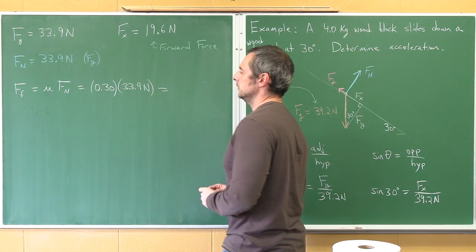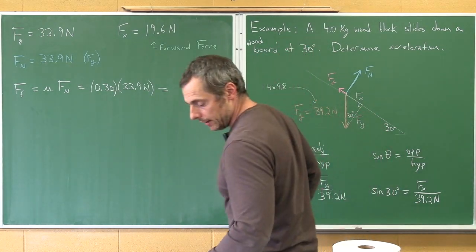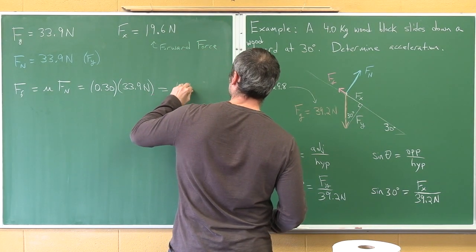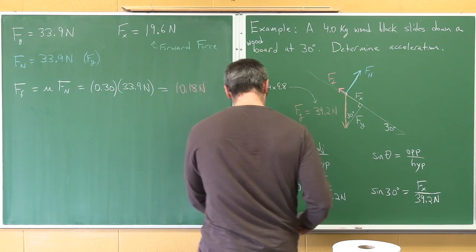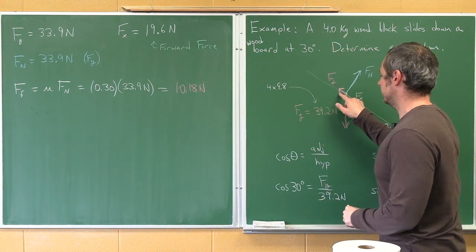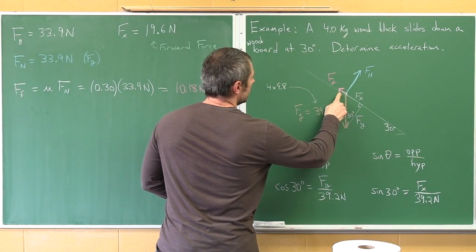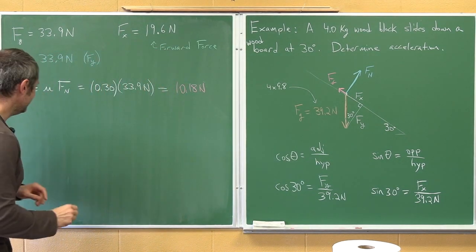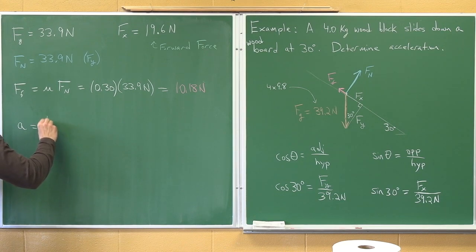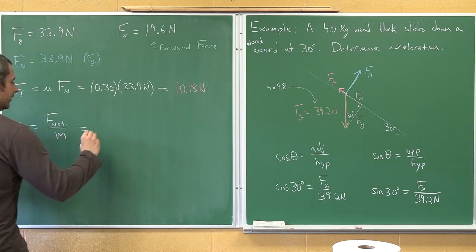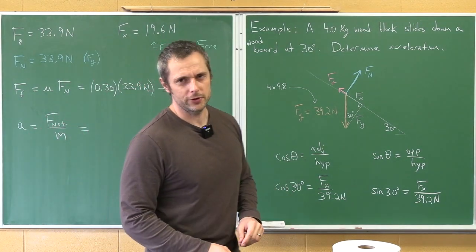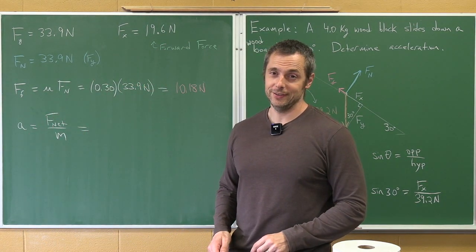And so the force of friction right here on the diagram, if you multiply that out, you get 10.18. Okay, so that's the backward force, 10.18, and this is the forward force. So now, finally, I can use Newton's second law. So you see, Newton's second law, the easy law. Look at all the thinking that has to go before you even start plugging things in, okay?